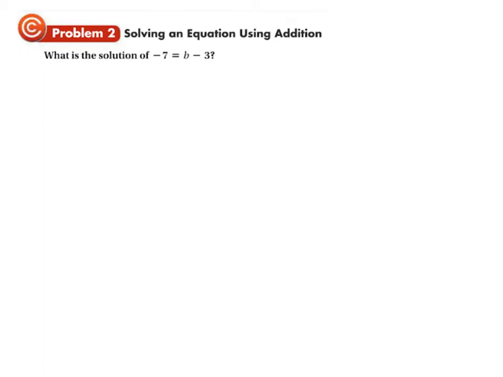Sorry for the audio, but for solving the equation using addition, what you're essentially using addition for is to undo subtraction. So what do we do here? We're looking at what's the solution for negative 7 equals b minus 3. What we need to do is look at the variable and then say what's happening to the variable. Well, 3 is being subtracted from it. We need to undo that. If subtracting 3 needs to be undone, what's the inverse operation for subtraction? You guessed it, addition. And I know that you know that, but this is what you do.